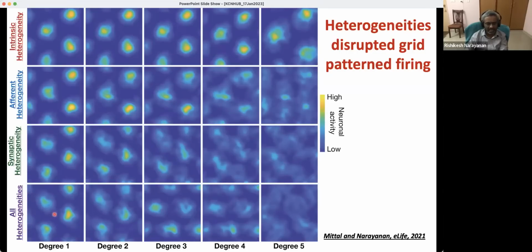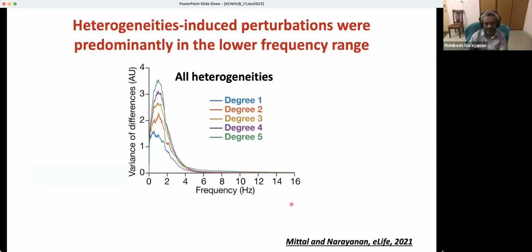So here you find that if you keep on increasing the degree of heterogeneity, at this degree you still see some kind of pattern present over here. But at this degree of heterogeneity, the grid pattern activity is completely gone, basically. So you have a disruption of this pattern firing as a consequence of introducing these heterogeneities. And what Devyant asked was, what exactly is mediating this disruption?